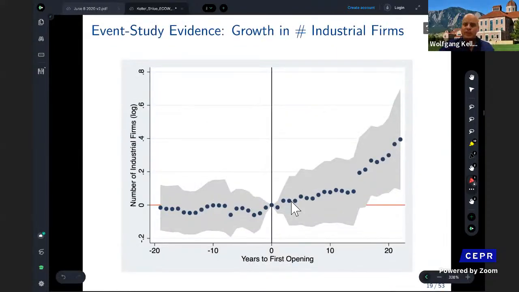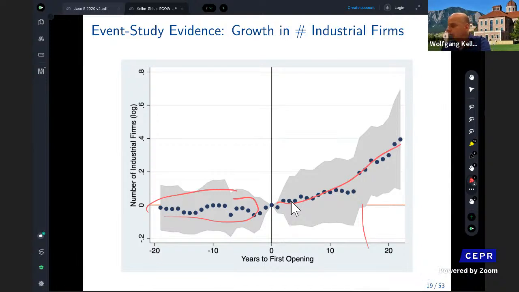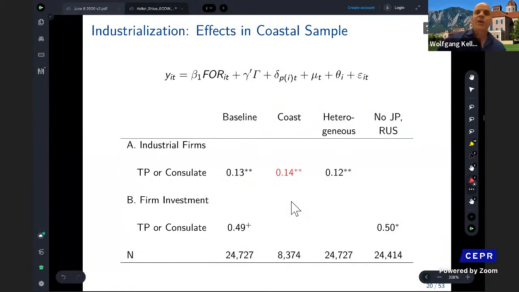The full dynamic picture actually looks like this. So here we estimate, instead of an average difference in difference effect, one coefficient for every year relative to opening. And so that's what you get for the number of industrial firms. So it confirms that there is some uptick here. It takes a while, as you see, maybe 15, 16 years until it becomes significant. It also confirms that there's no differential pre-trend, which is what we see here on the left side.